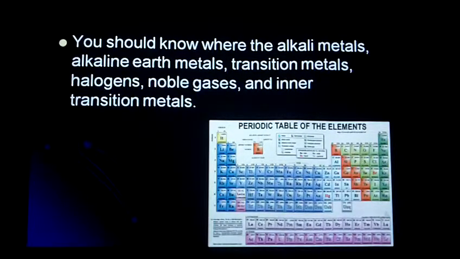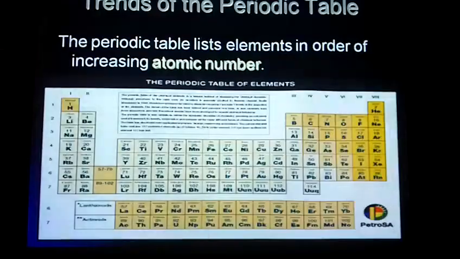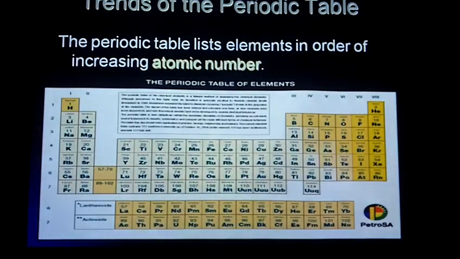I want you to take note of this zigzag line right here. Along this, where I'm outlining right here, that zigzag line is the line of demarcation between the metals on the left side of the periodic table and the non-metals on the right-hand side of the periodic table. The elements along this line are known as semi-metals or metalloids. But everything to the left is a metal, and everything to the right is a non-metal. Let's take a look at some trends in the periodic table.